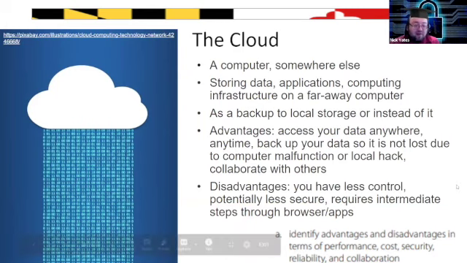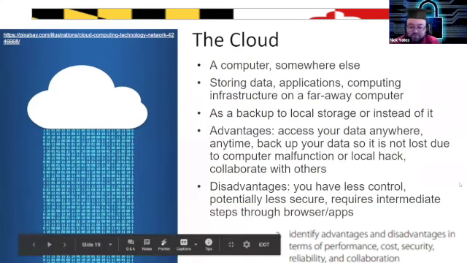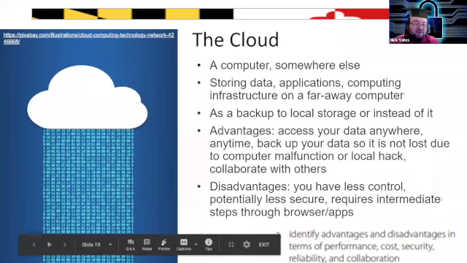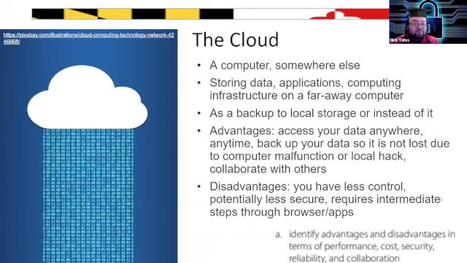Some disadvantages, of course, are that you have less control over your data and potentially it's less secure. Of course, companies try to make sure about cybersecurity, but there are more entry points. It could be in transit between you and the cloud that a hacker could get in, or it could be on their server out in the cloud that a hacker could get in. So potentially it could be less secure. And it requires those intermediate steps that happen through your browser or through your apps.